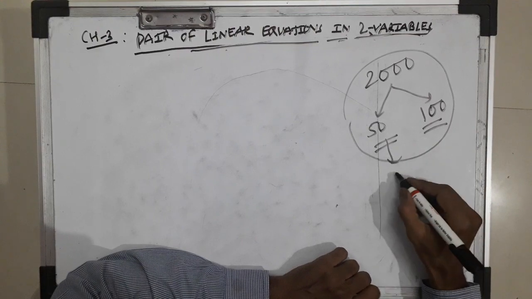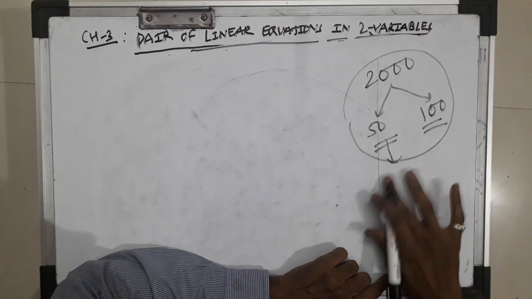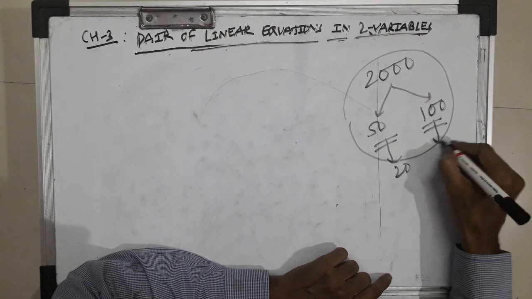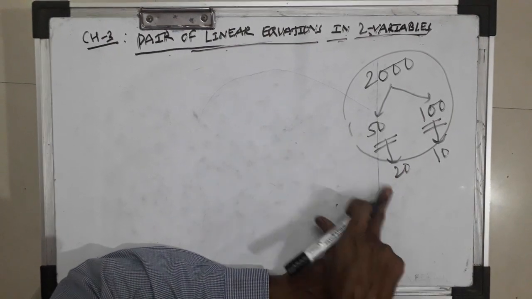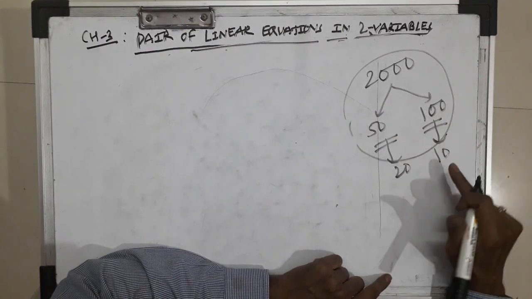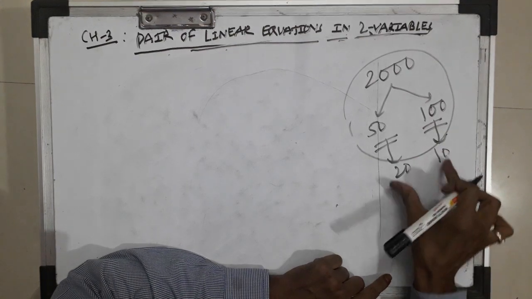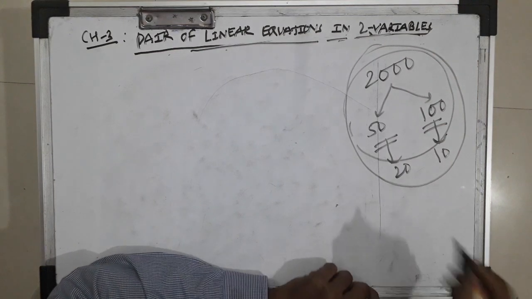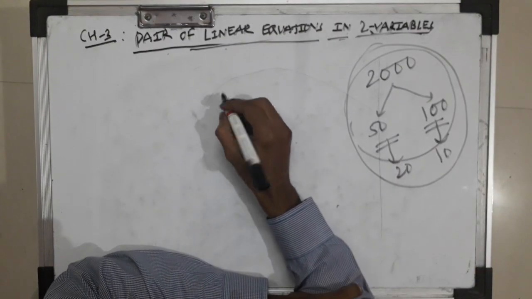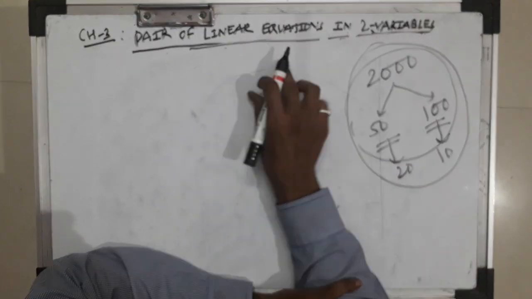Now suppose the number of notes of 50 is 20 and the number of notes of 100 is 10, because 50 into 20 gives you 1000, 100 into 10 is 1000, 1000 plus 1000 is 2000. Now we are going to see the equations. The statements are like this.